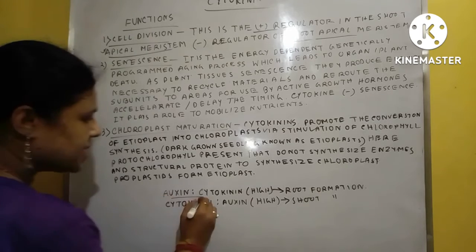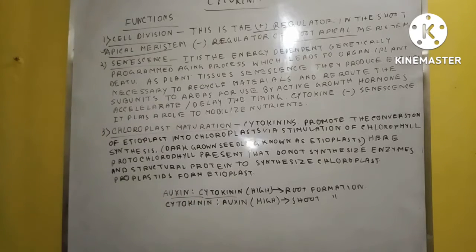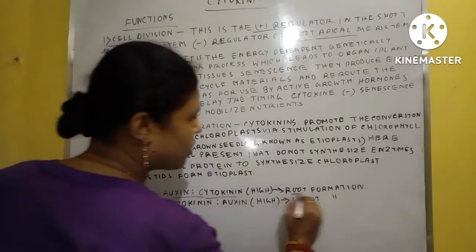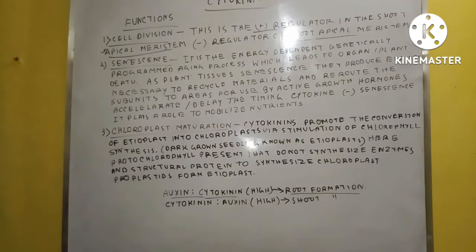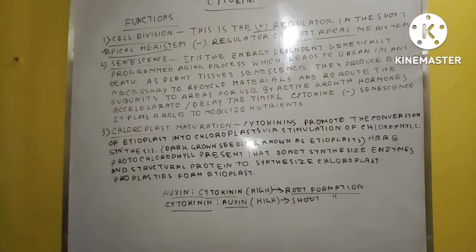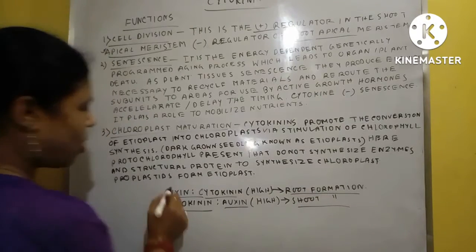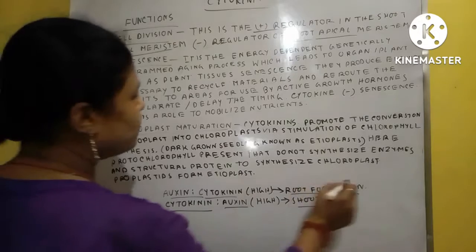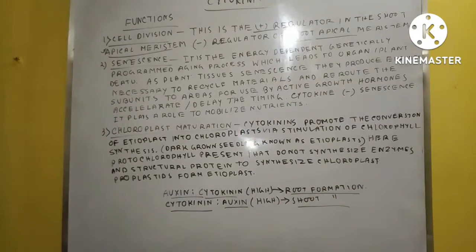If the auxin to cytokinin ratio is high, that means root formation is occurring. Okay, and the next one, if the cytokinin to auxin ratio is high, that means shoot formation. So that means cytokinin generally helps in shoot formation and auxin generally helps in root formation. Okay, that's clear. Next one is senescence.